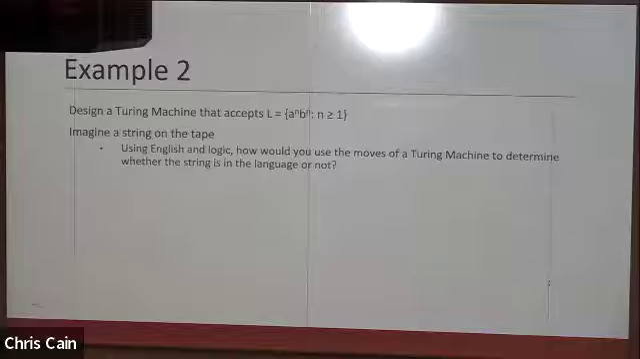The extra tape symbols that I was referring to involve whether or not the character has been seen or not, or has been mapped to an associate. If it's an A, mapped to an associated B. If it's a B, mapped to an associated A.